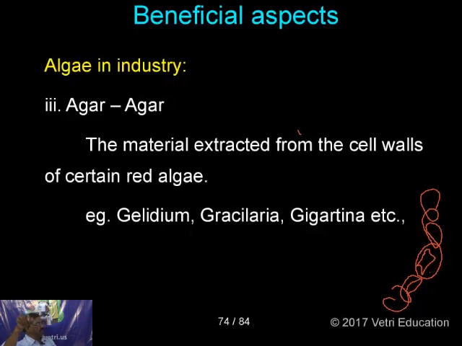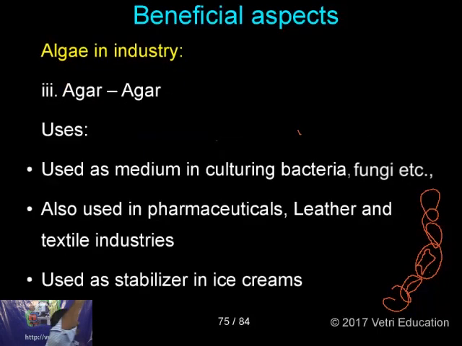Algae in industry, regarding another one is agar-agar. I think it is familiar because it is used in tissue cultures, etc. The material is extracted from the cell walls of certain red algae. So alginate is from brown algae, and this is from red algae: Gelidium, Gracilaria, Gigartina, etc. Regarding the uses, it is used as a medium in culturing bacteria and fungi.